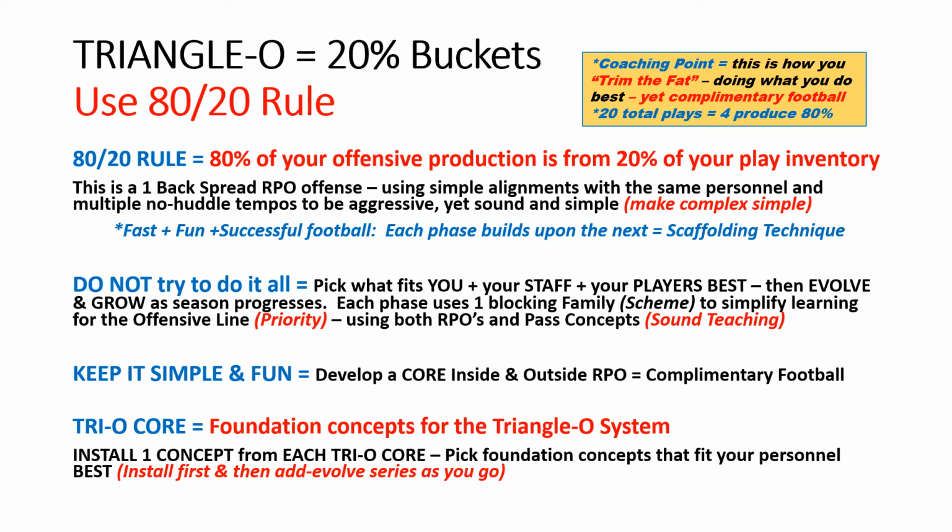So the way you do that is simply develop a core inside and outside RPO. And then you've got two plays, but you're using complementary football here. With the system, we do what we call trio core type concepts, and these are the foundations, and we'll talk about that. Last, you want to install just one concept from each of these core foundation pieces, and then you can install or add and evolve the series as you go.